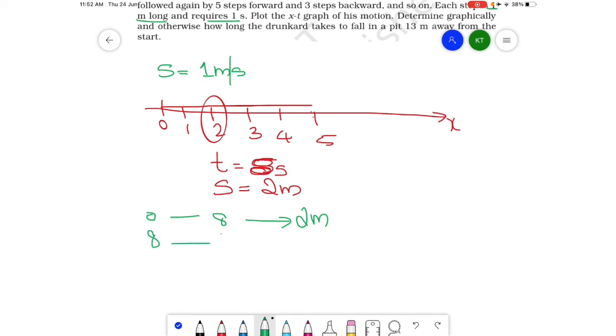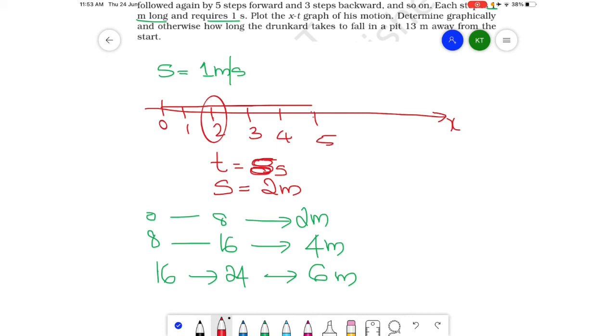What about from 8 to 16 seconds? He will travel a distance of 2 plus 2, 4 meters. Right? He'll go a further 5 from here, then he'll come back again 3 steps. So he'll reach 4 meters. Now from 16 to 24 seconds, that is an addition of 8 seconds, he travels a distance of 6 meters.